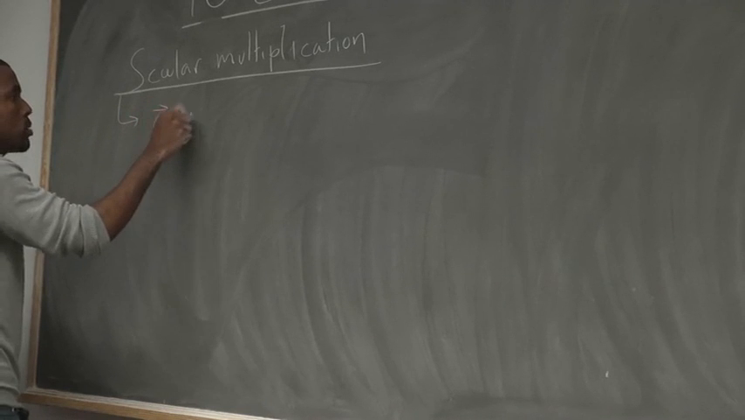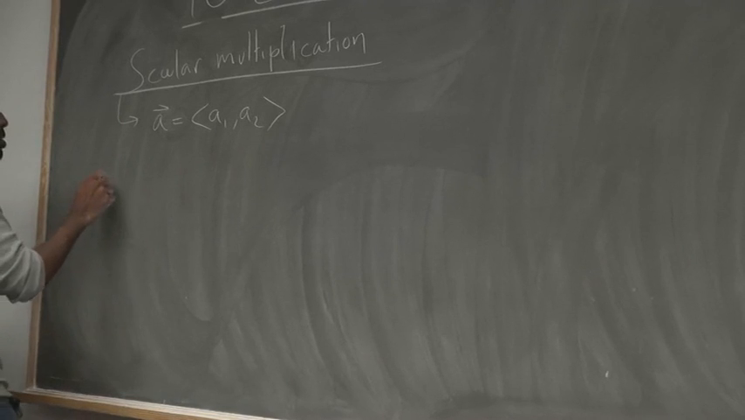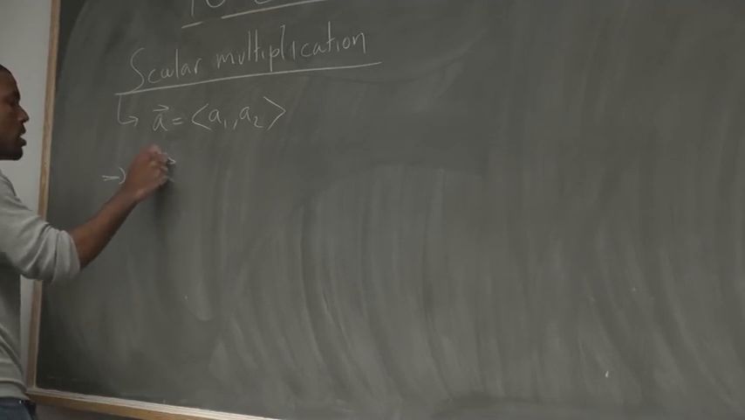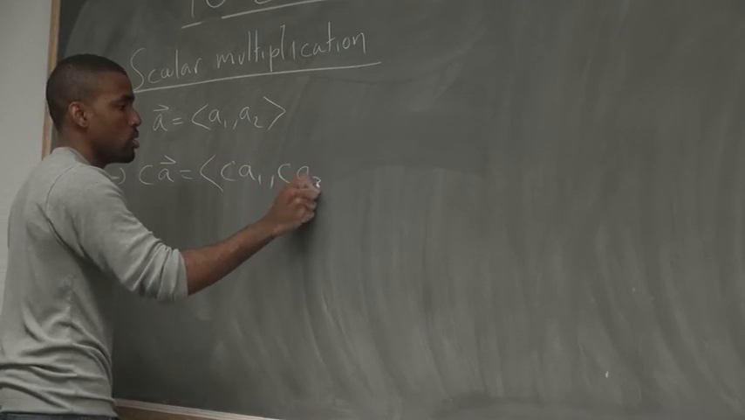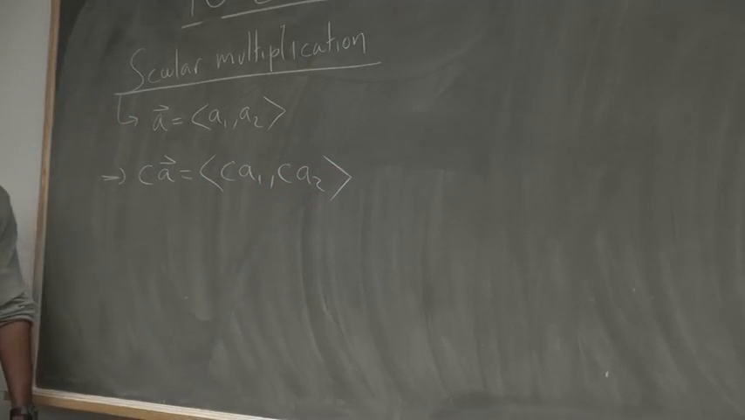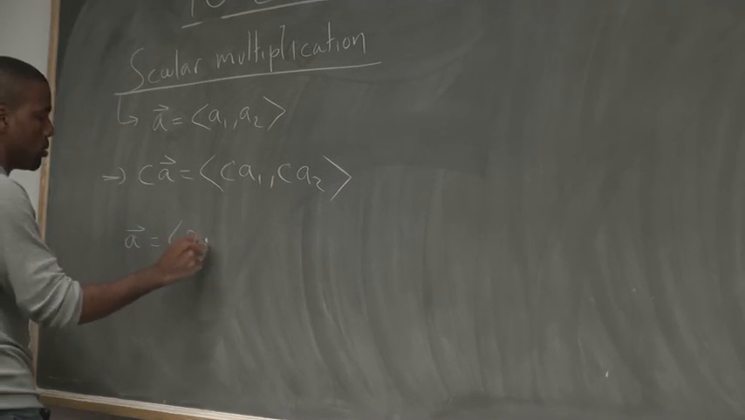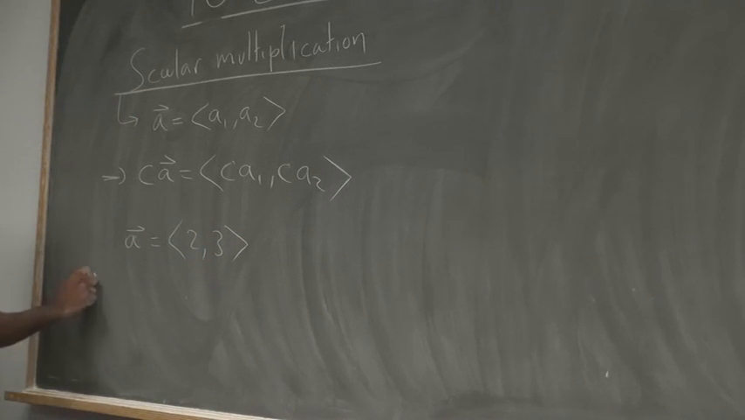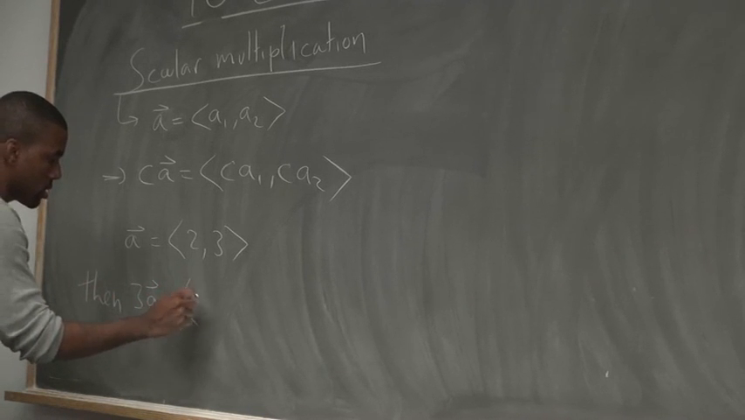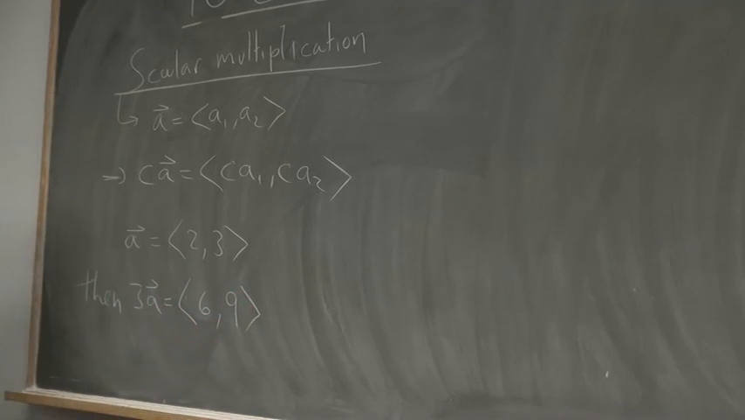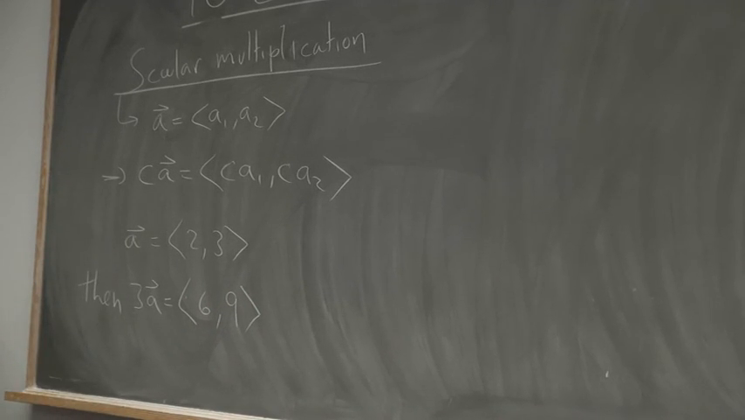Let's say A is equal to A1, A2, and again it applies to 3-dimensional vectors. Then if I take cA, I multiply component-wise, that's cA1, cA2, and yes, it's consistent with how the picture would work. So for example, if A is the vector 2, 3, then the vector 3A is just going to be the vector 6, 9. And this is a vector that has the same direction as A, and it's actually 3 times the length of A. Right?